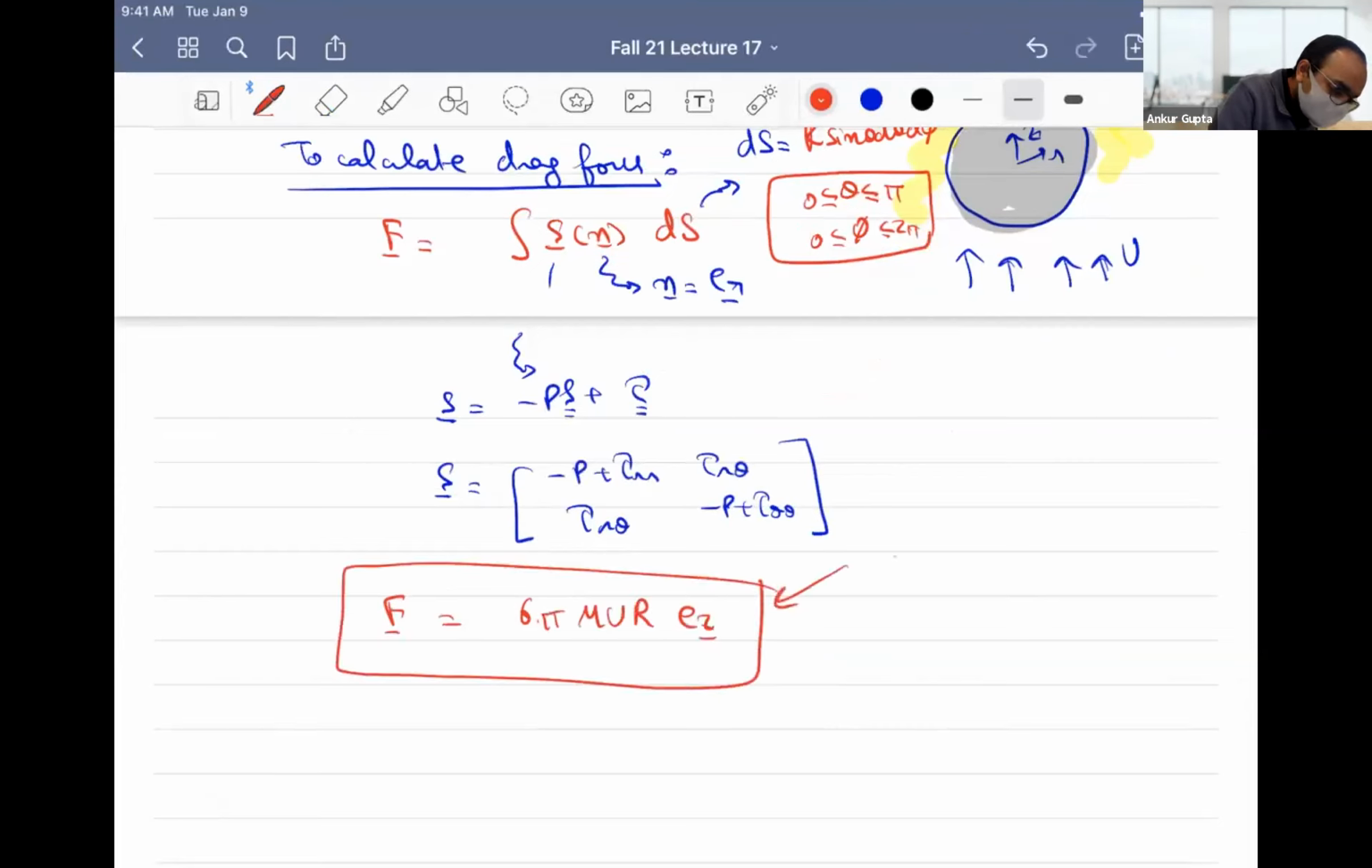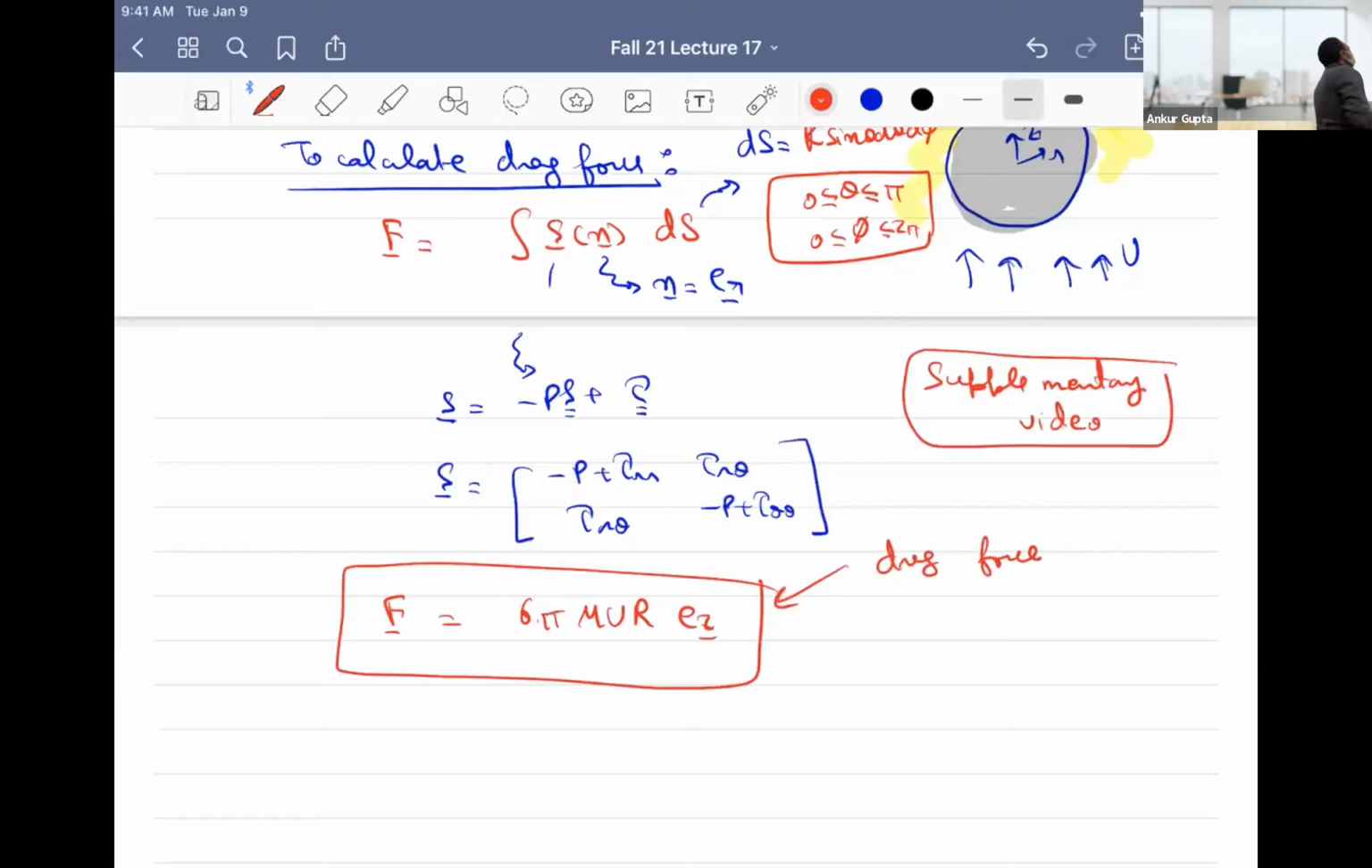This is the drag force that you get out. We will have a supplementary video for this, so you don't have to worry about the derivation, and it will walk you through the steps. But this is the drag force. This is the Stokes drag force, and this is a very highly used result even today.